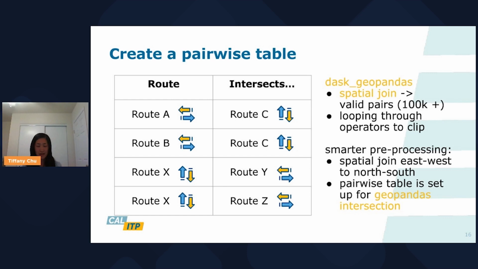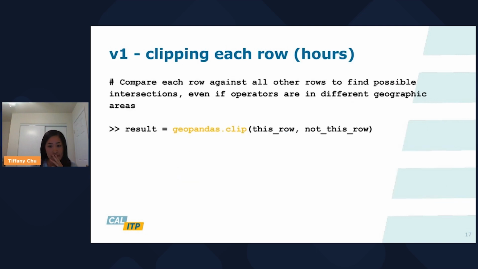And that does it in a much simpler, cleaner, clear way. And once this whole pairwise table is set up, I actually end up moving away from Dask because all this work has lent itself to use GeoPandas intersection really nicely, which just does a row-wise comparison and gives you the area of intersection between the two. And that's exactly what we want.